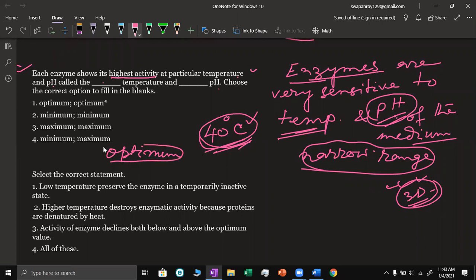The optimum is the suitable one. The optimum temperature means the temperature at which the activity is maximum, at which the enzyme can work better or at its maximum capacity. So that is called the optimum temperature and optimum pH.